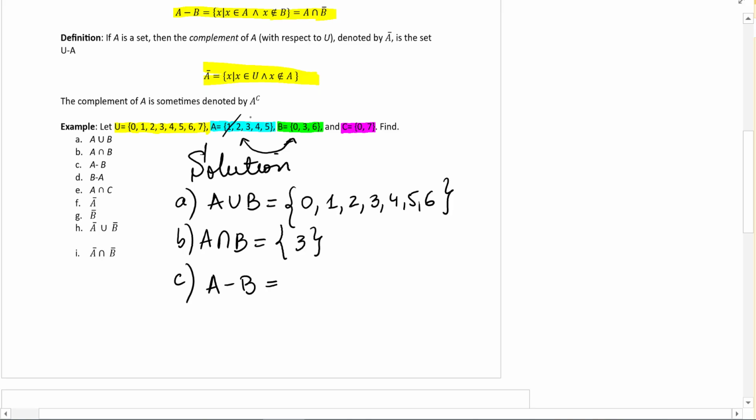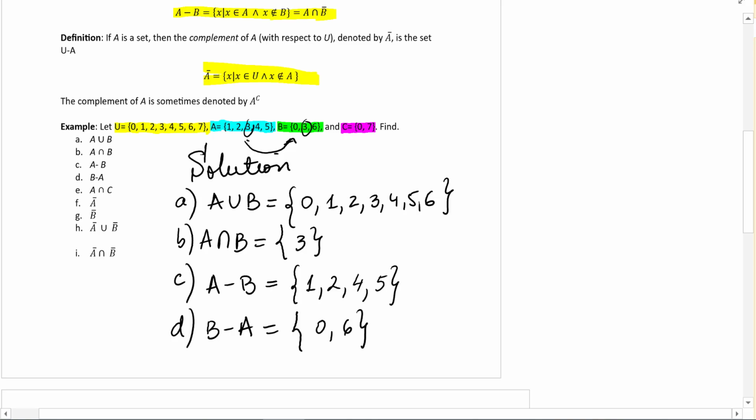C is A minus B, which means elements that are in A and not in B. So 1 is in A and is not in B, 2 is in A and is not in B, 3 is in B, 4 is in A and is not in B, and 5 also is in A and not in B. So we did A minus B, and I need this, so I'm going to keep it like that. Then we have D, which is B minus A. B minus A means what's in B and not in A. So 0 and 6, because 3 is in both of them, which we had here.